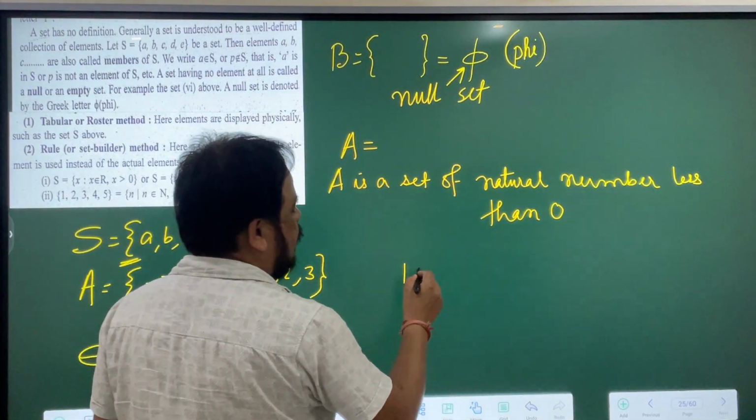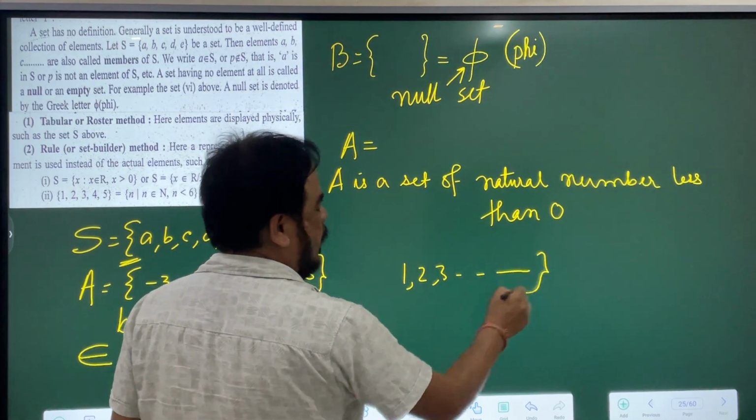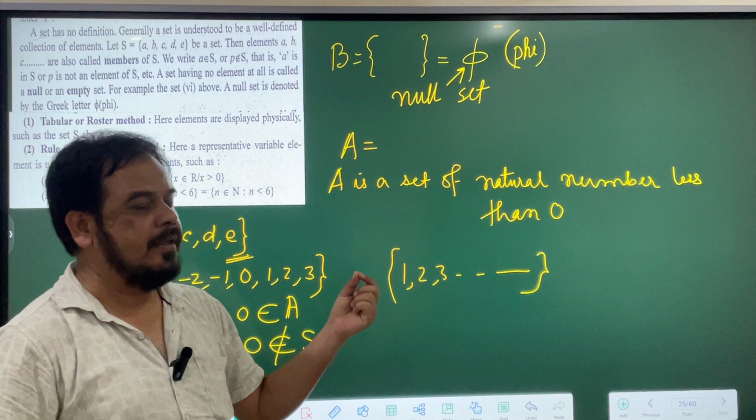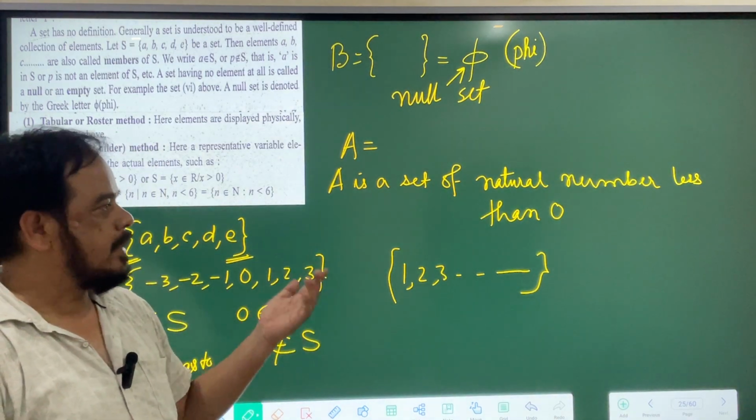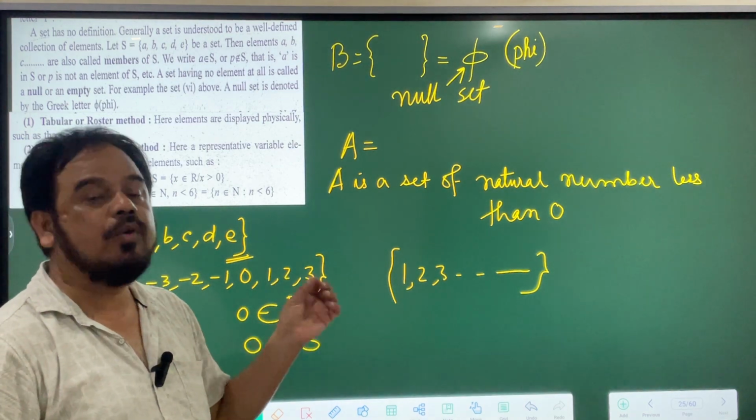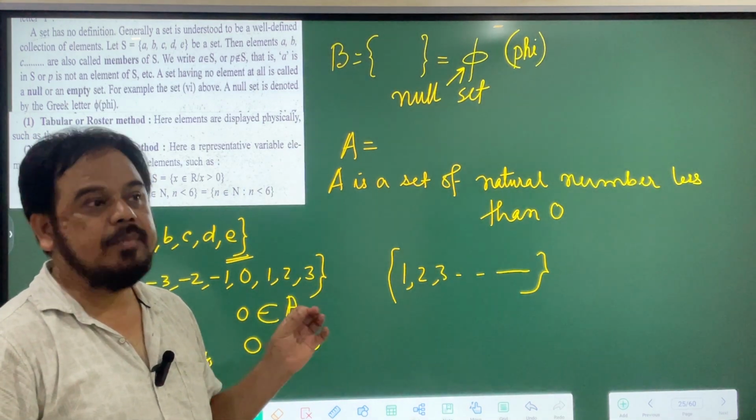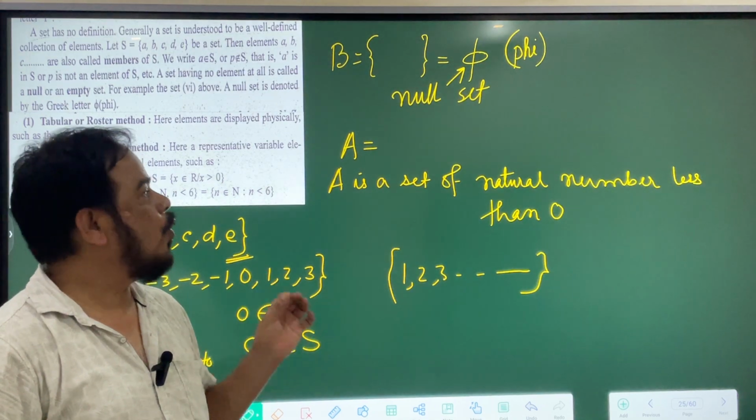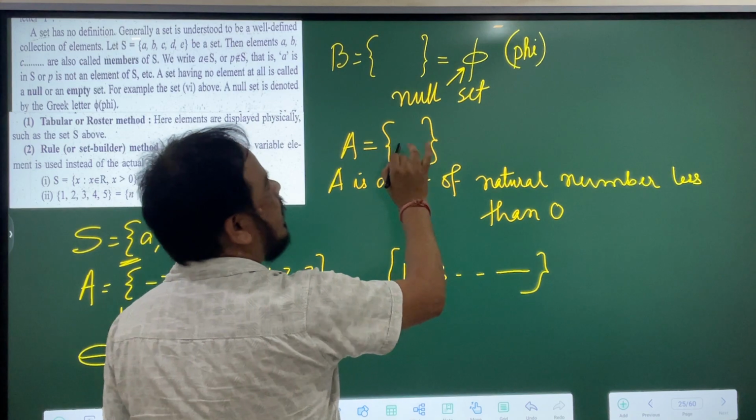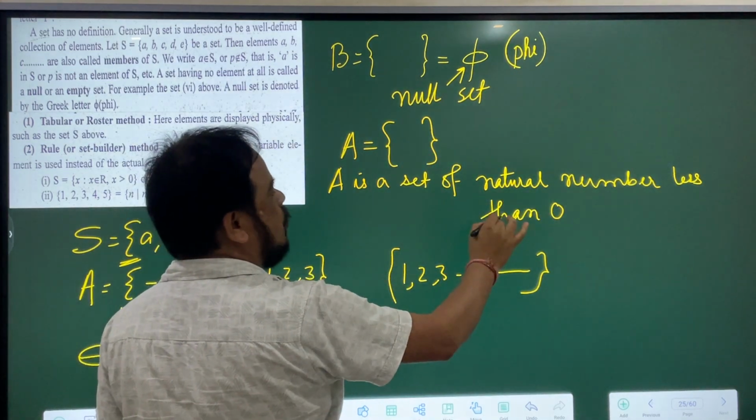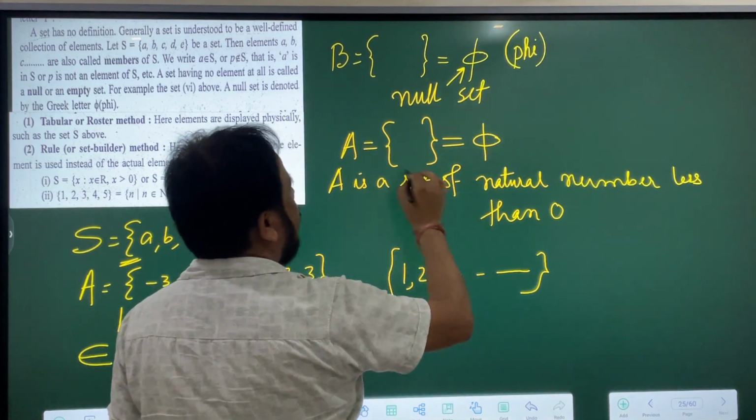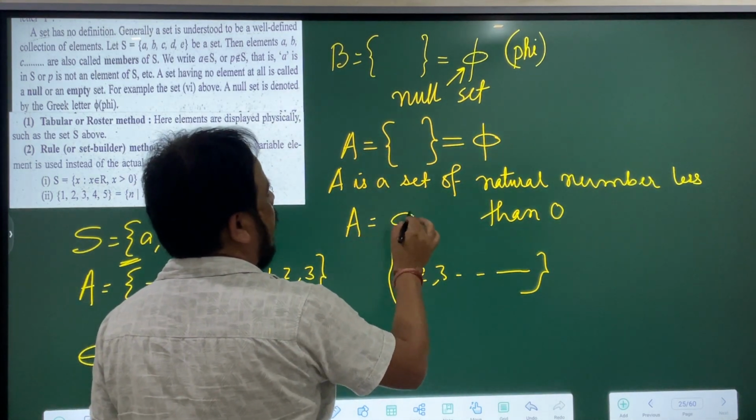Natural numbers start from 1. That we know already, isn't it? Natural numbers start from 1. So there is no natural number less than 0. Less than 0 means there will be negative numbers, and negative numbers are not natural numbers. So A is a set in which we will not write any elements, because less than 0 there is no natural number, or shortly we can write phi. A is equal to phi.